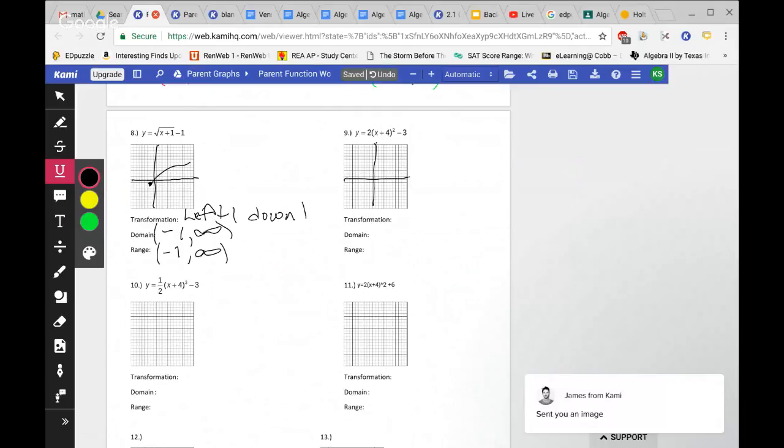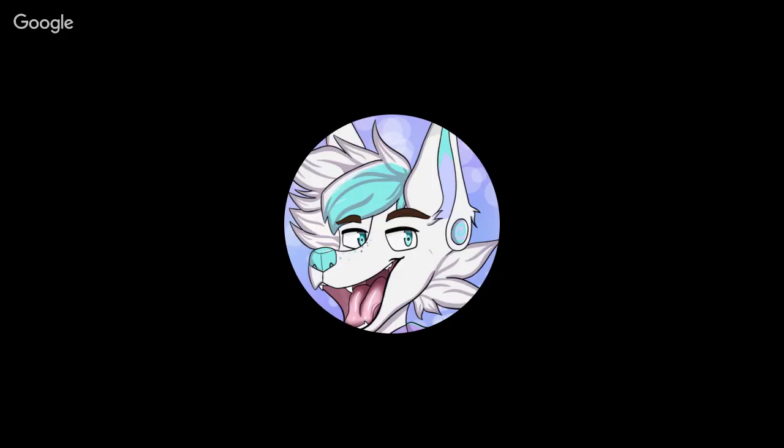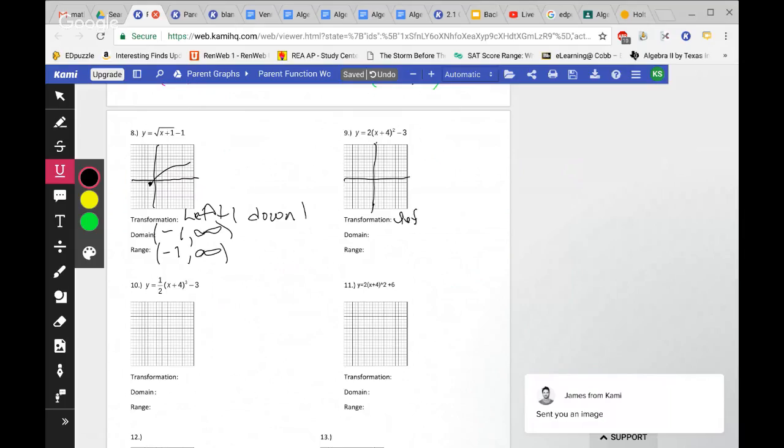Okay. Now, this one we got 3 transformations going on. So, let's see. The transformation, you're going to shift left or right 4. Which way? Left. Left 4. Good job. Am I going to go up or down 3? Down. And then that 2, because it's greater than 1, is going to stretch this quadratic and make it move up much quicker, much skinnier. It's going to be closer to that y-axis, right? Okay.